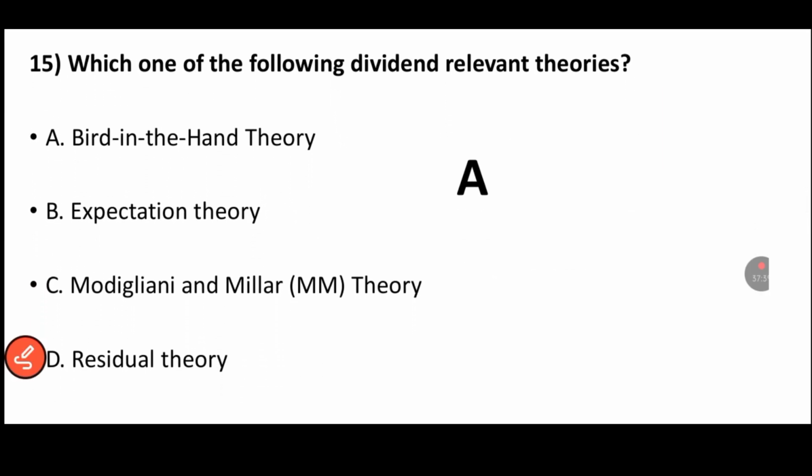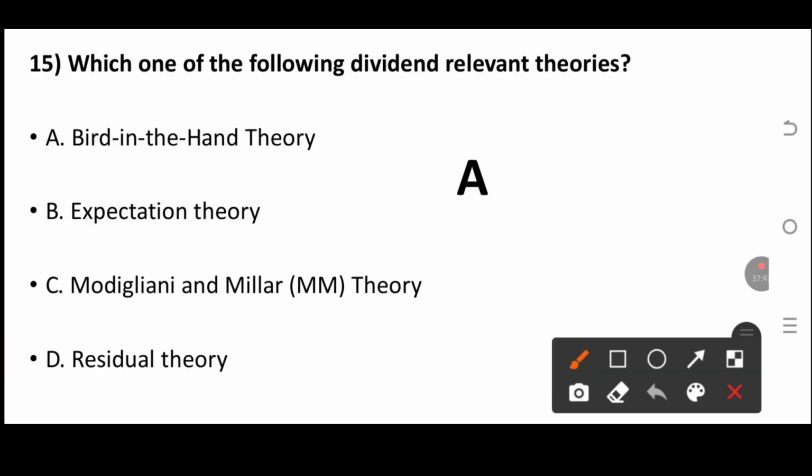The 15th question is about which one of the following is a dividend relevance theory. A. Bird in the hand theory. B. Expectation theory. C. Modigliani and Miller MM theory. D. Residual theory.